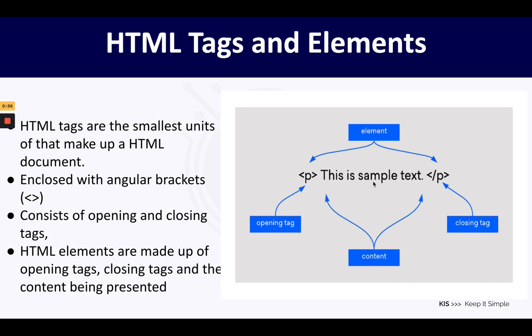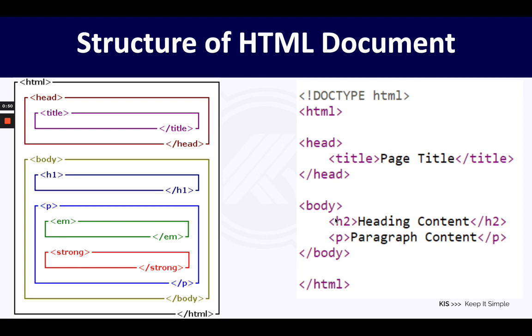Now the content could be another element, so it's possible to have nested elements just like we have here. So we have the body, and inside the body we have h1 and h2 and paragraph nested inside it. So that's the structure of an HTML document.